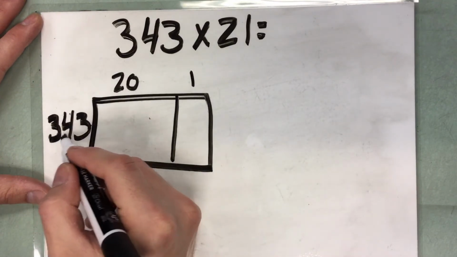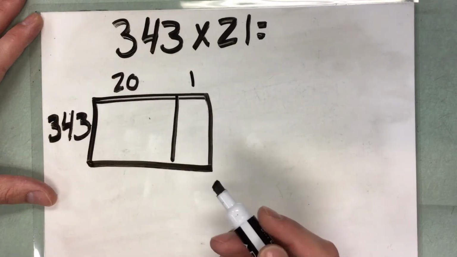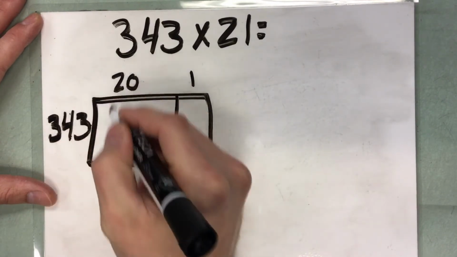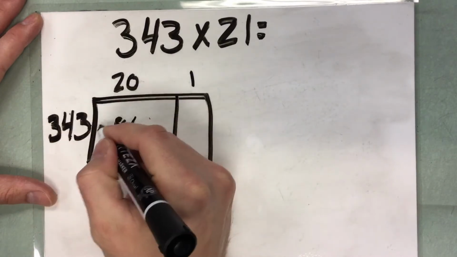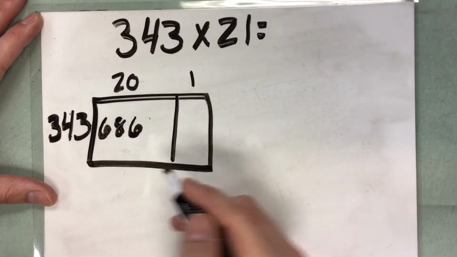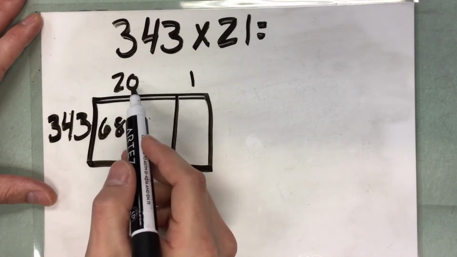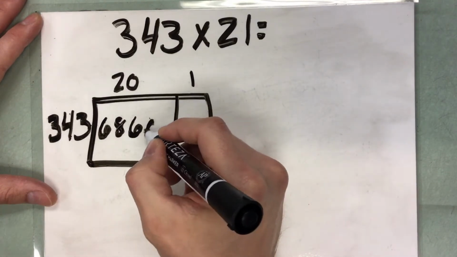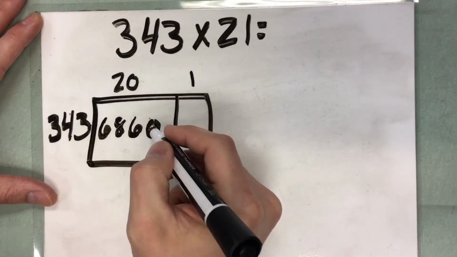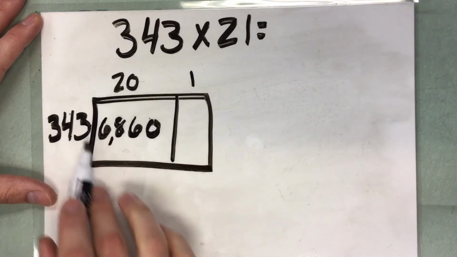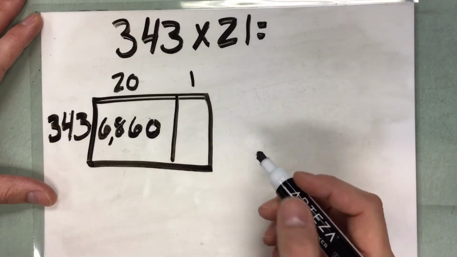Let's just multiply 343 by 2 to begin with. So 3 times 2 would be 6. 4 times 2 would be 8. 3 times 2 would be 6. Now, I'm not multiplying just by 2. This is actually 2 tens. So I know that there's going to be a 0 here. So I'm adding that 0 there. So the partial product there to find this area is 6,860.